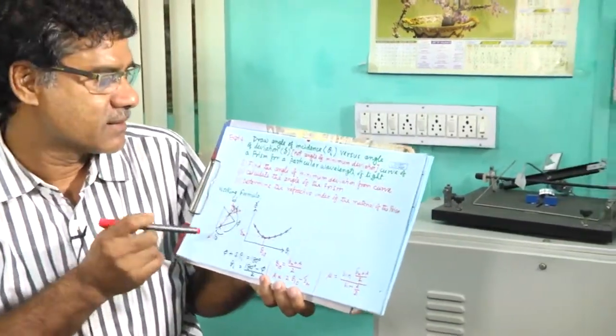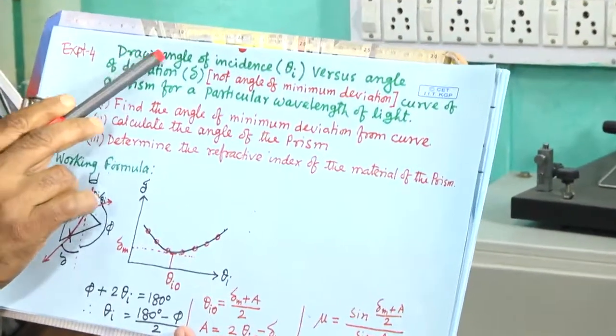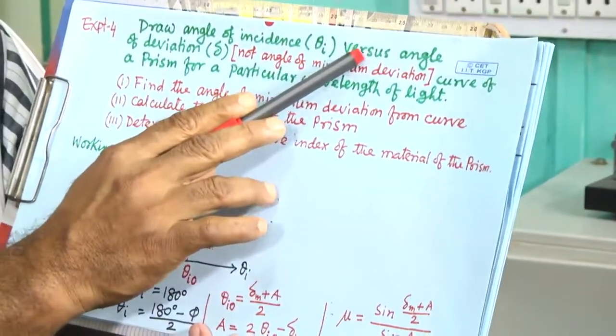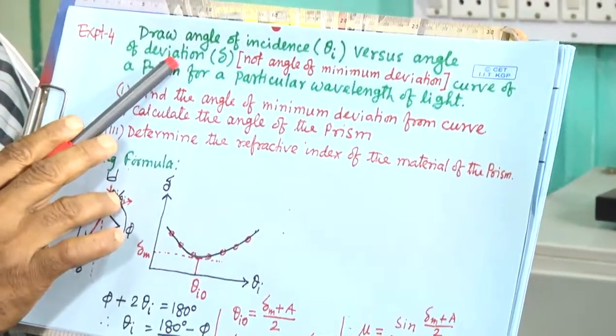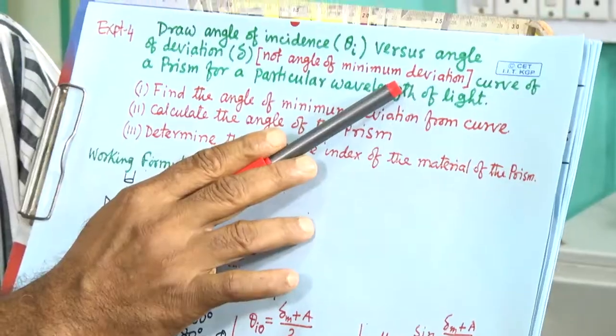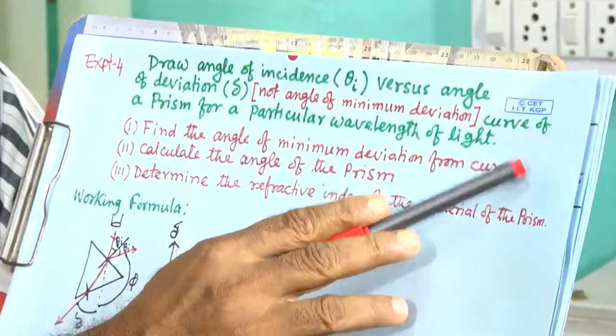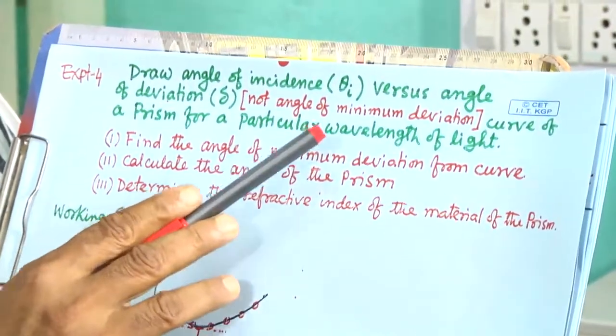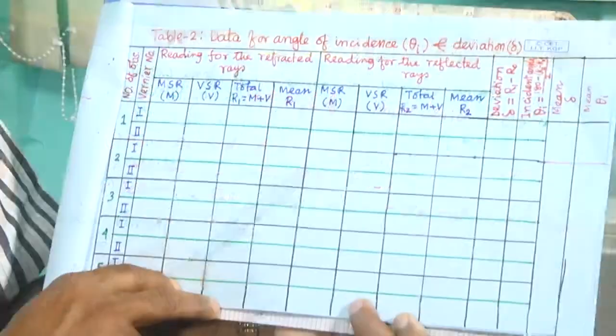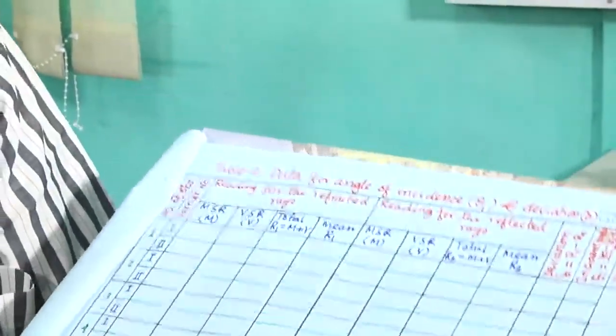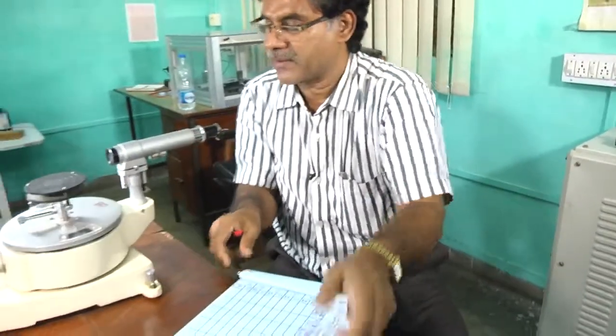So, today we will demonstrate another experiment using the spectrometer and prism. This experiment is to draw the angle of incidence versus angle of deviation curve, not the angle of minimum deviation, of a prism for a particular wavelength of light. Let me show you how to do that.